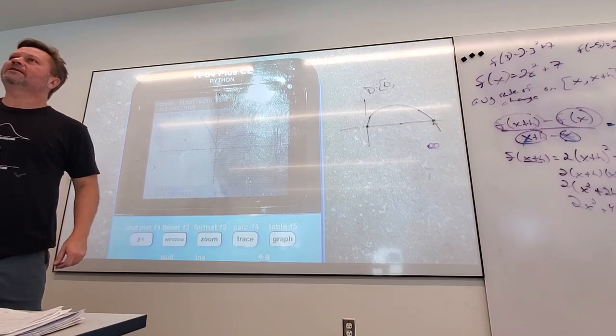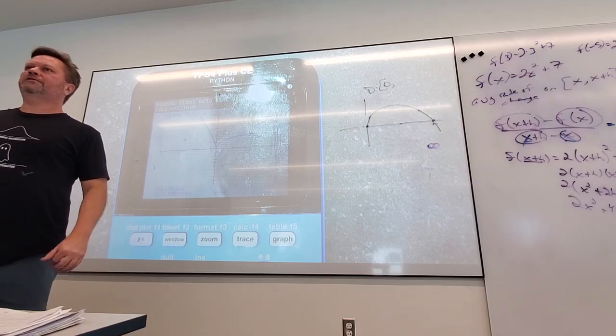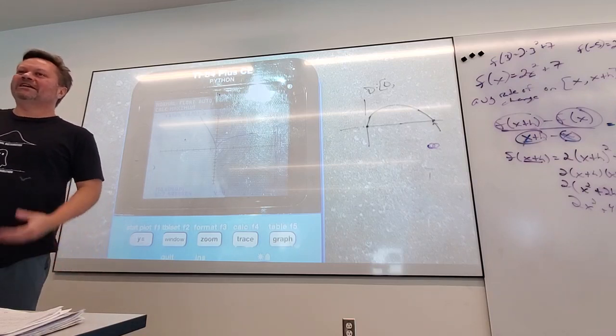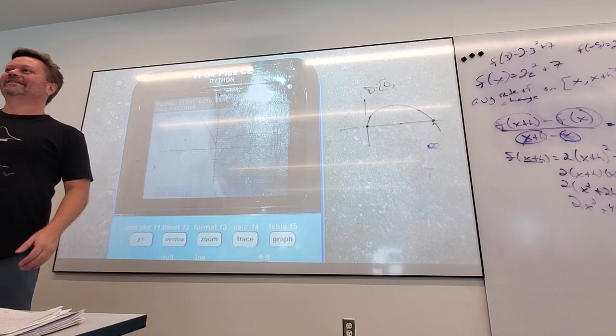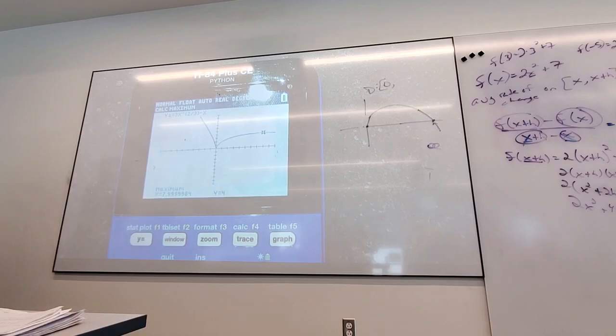But these you have to charge, right? Oh yeah, you have to charge them, but their battery lasts so long. They last forever. They don't live off of solar. I love your calculator. Okay. All right.